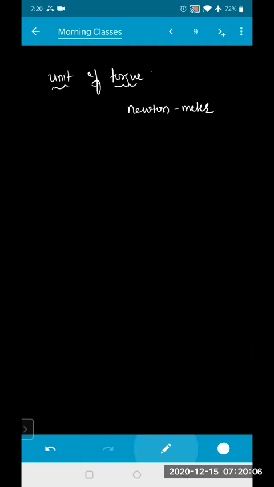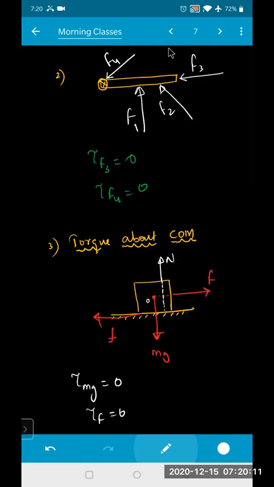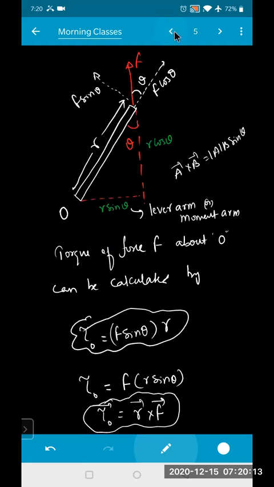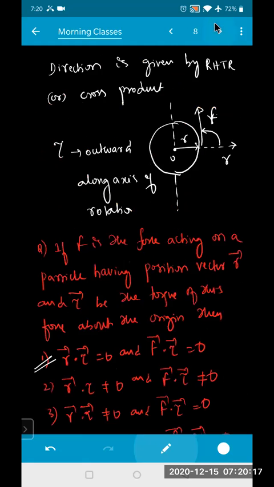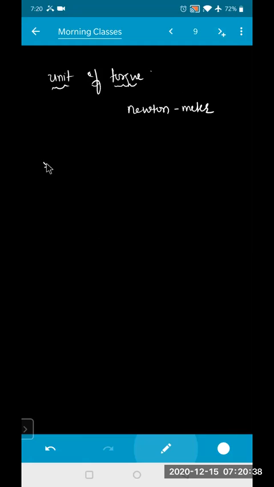Right hand thumb rule. If a body rotates in anti-clockwise direction, see in this direction what I got. If the body was rotating in which direction, beta? This one is anti-clockwise direction, isn't it? So when you are moving in your anti-clockwise direction, then we consider torque to be positive, outward. Okay, so I'll write that point here right now.